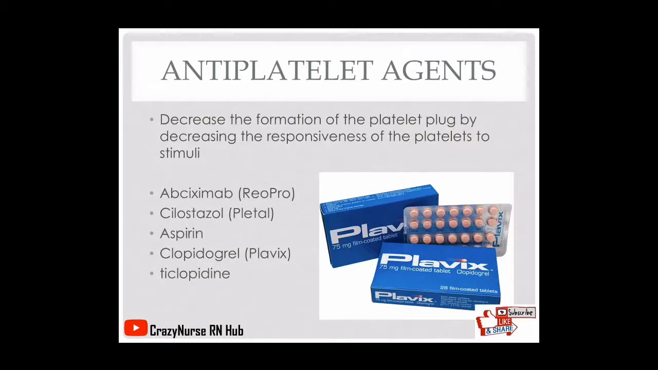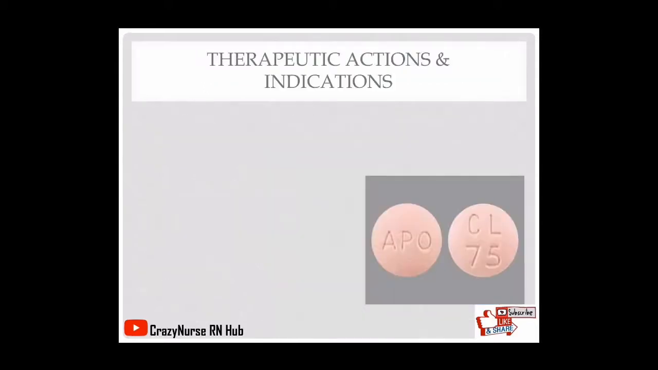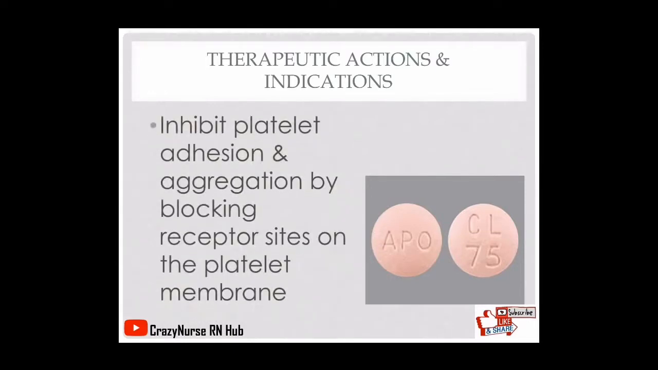Examples of your antiplatelet agents are abciximab or Reopro, cilostazol or Pletal, aspirin, clopidogrel or your Plavix, and ticlopidine. So these are the examples of your antiplatelet agents. We also have the therapeutic actions and indications of your antiplatelet. It inhibits the platelet adhesion and aggregation by blocking receptor sites on the platelet membrane.